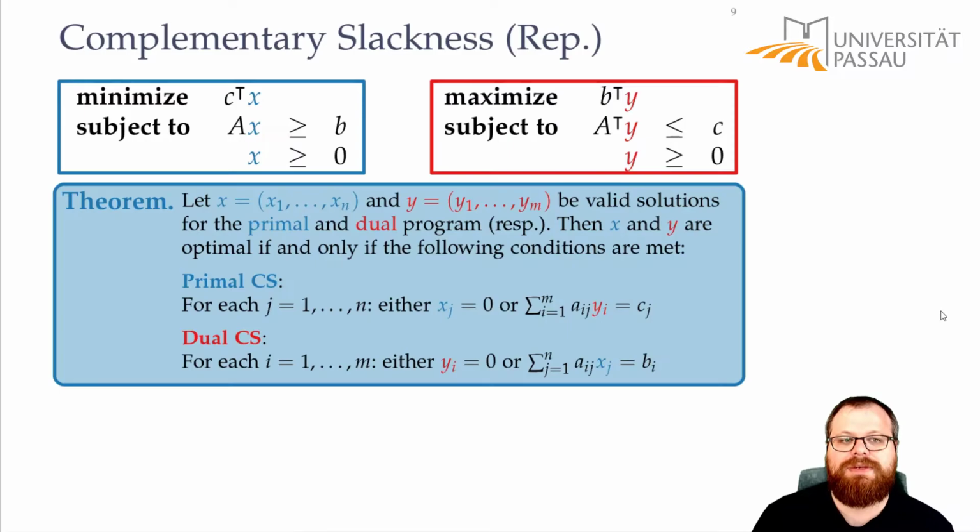And to prove something, we need the complementary slackness. So let me remind you again. The complementary slackness tells us that if we have a valid primal and dual solution, then it's optimal if and only if these two conditions hold. The primal complementary slackness tells us a variable in the primal is either exactly 0, or the corresponding constraint in the dual is exactly fulfilled. And the dual complementary slackness tells us the other way around: a dual variable is exactly 0, or the corresponding primal constraint is exactly fulfilled.